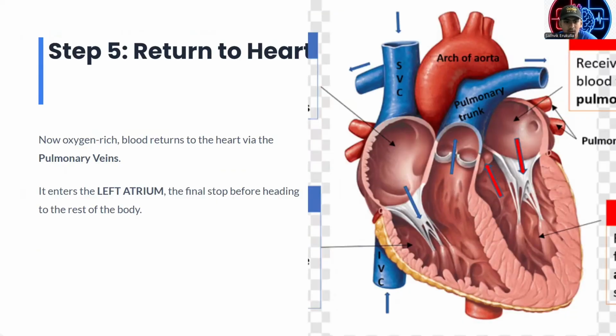Now oxygen-rich blood returns to the heart and enters the left atrium. It returns through the pulmonary veins and enters the left atrium, the final stop before heading to the rest of the body.